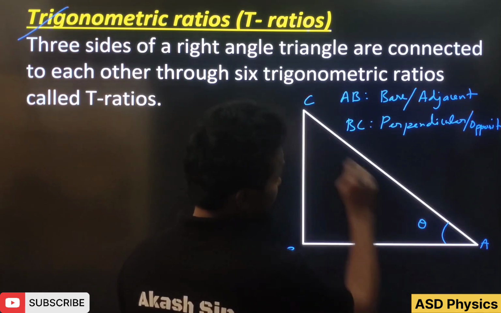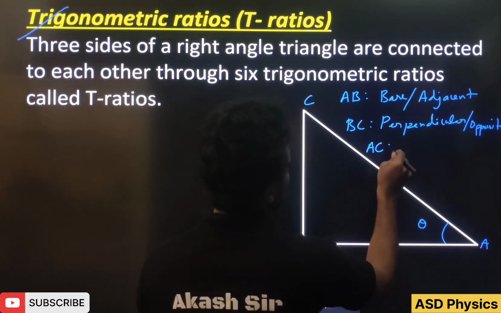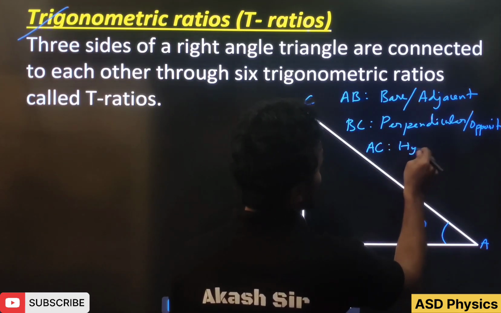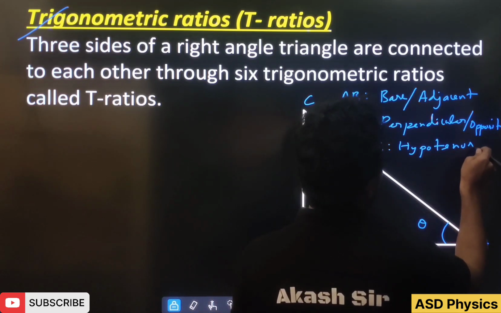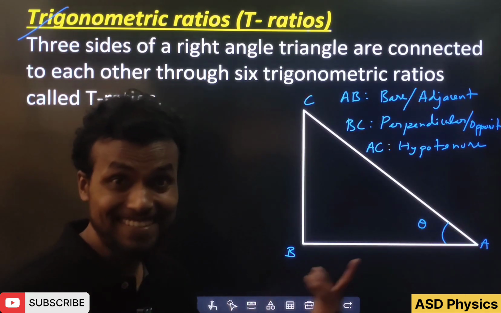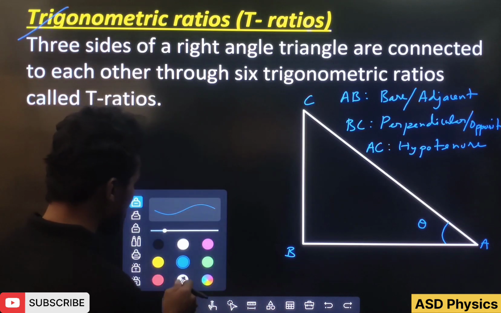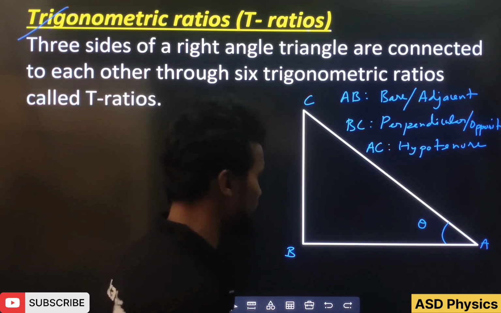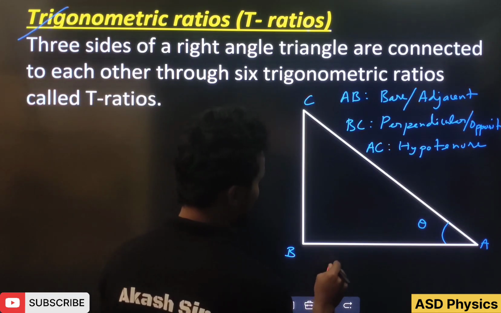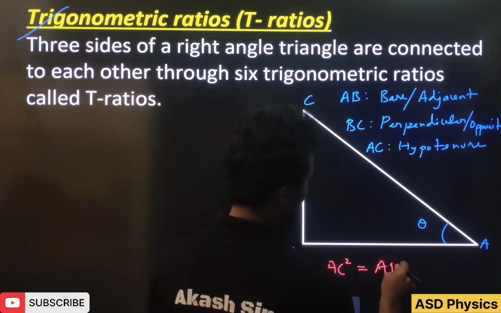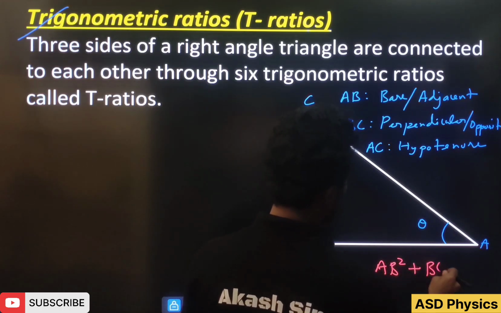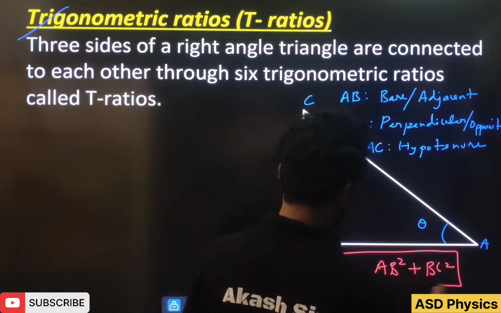And after that, if I talk about this AC, this is called hypotenuse. And just think and tell, which very famous theorem is very applicable? Pythagoras theorem. So according to Pythagoras theorem, what we can write here? AC square, that means hypotenuse square, is equal to base square plus perpendicular square. Now this is very, very common here.